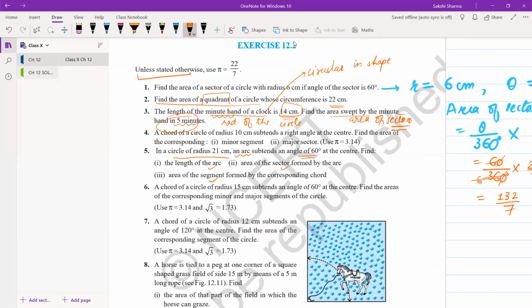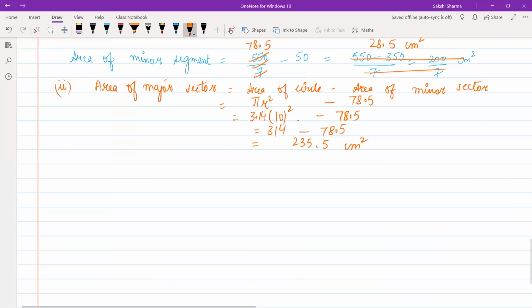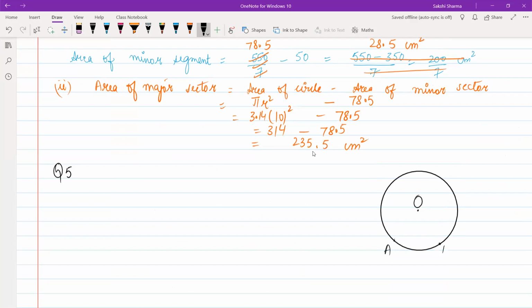Draw the figure for this. Circle with center O. There is an arc. Let's name the arc as AB. The arc subtends an angle 60 degrees at the center. So join the endpoints of the arc with the center. The angle formed is 60 degrees. The radius is 21 centimeters.